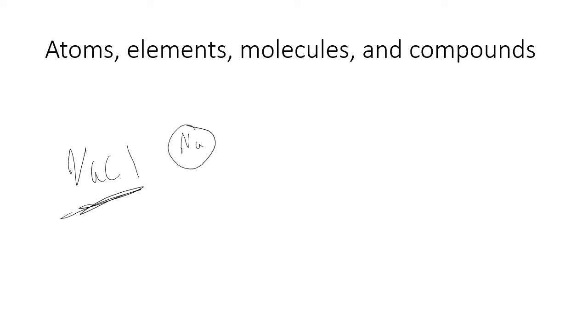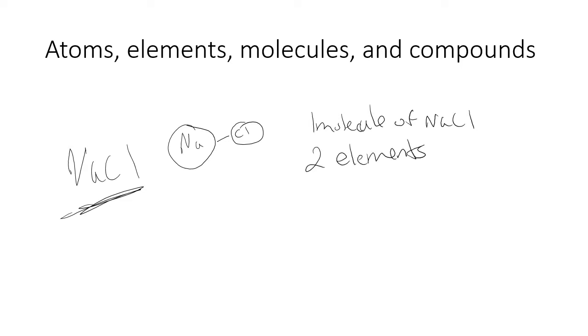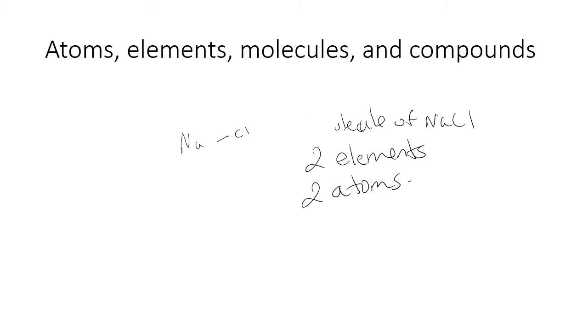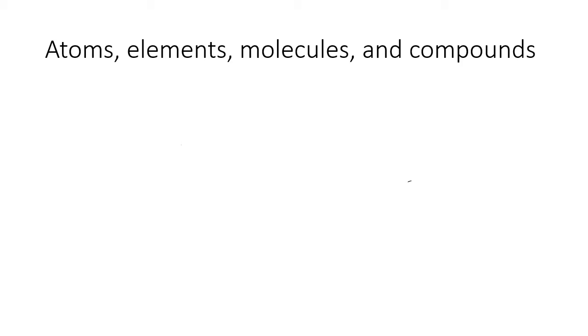And then chlorine is going to be smaller. So if I have this here, I have one molecule of sodium chloride, and I have two elements, and I have two atoms. This is actually not a very good example now that I can see, so let's look at another example. But that is correct, the way you do it.